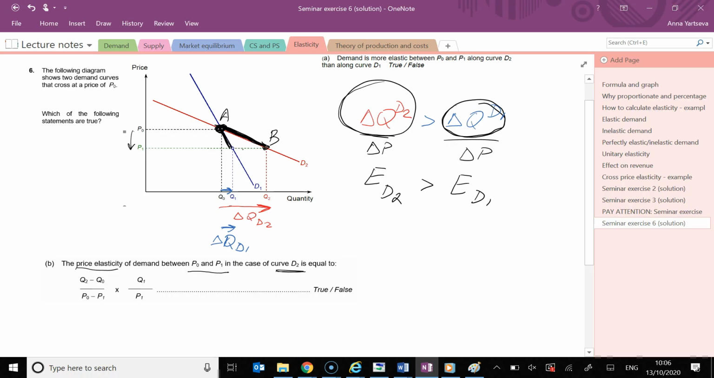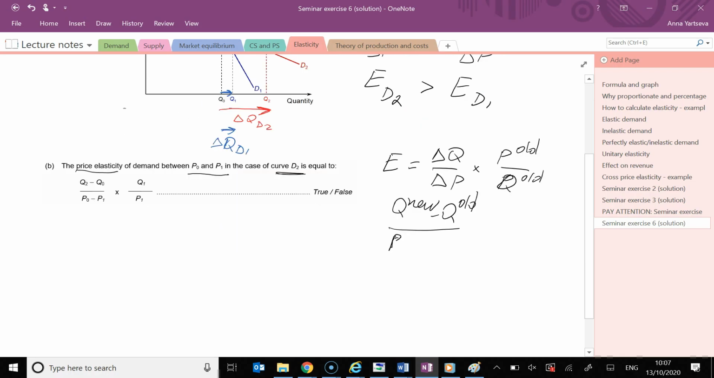This will be easier to understand. We're only focusing on these points. To calculate elasticity, we'll need to compare change in quantity to change in price and relate to the original or old price divided by original or old quantity. So let's just plug in the values. Change in quantity can be calculated as new quantity minus old quantity. Change in price can be calculated as new price minus old price. So basically this is our first part of the formula, and then we need to multiply this by old price and old quantity. So this is the formula which we'll need to construct.